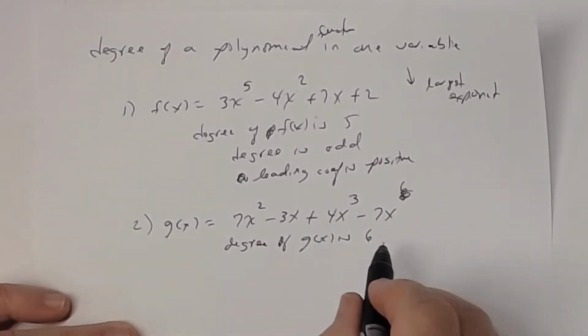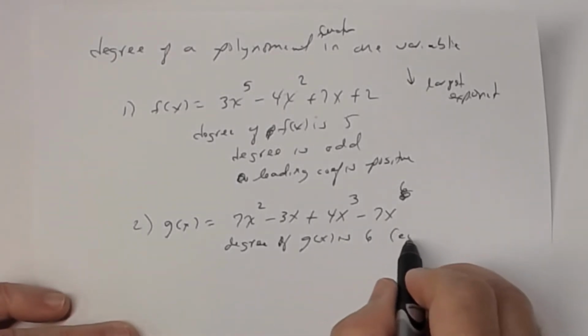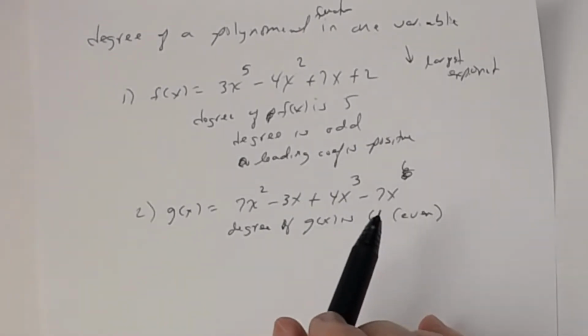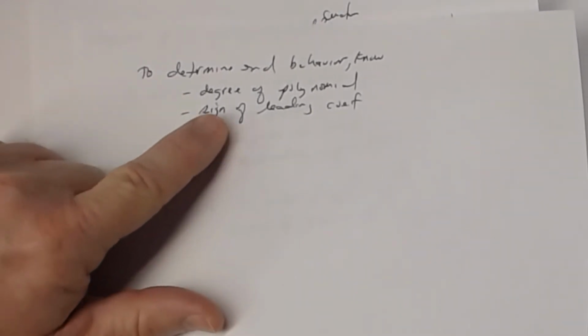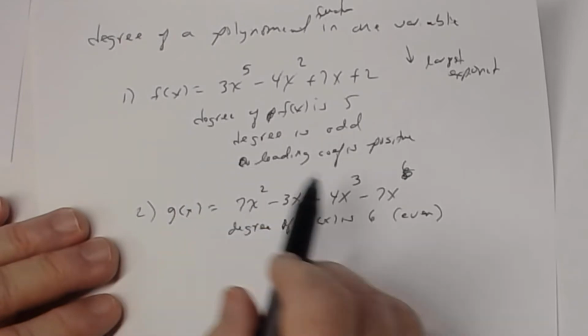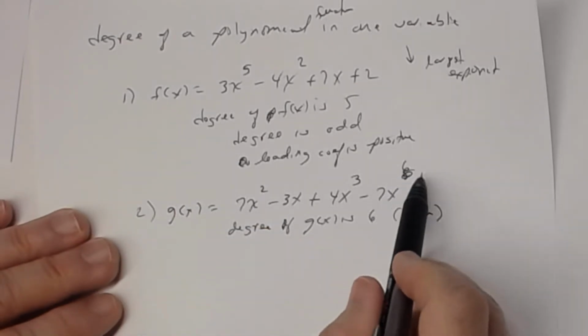Okay? All right. So notice the degree is even. Then, to answer the question about end behavior, I also need to look at the sign of the leading coefficient. Now here's your leading term.